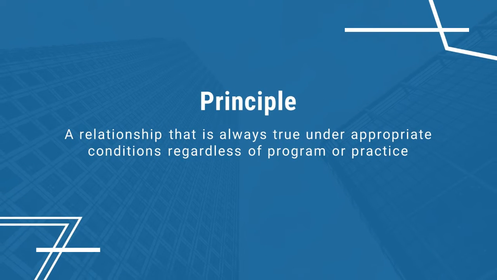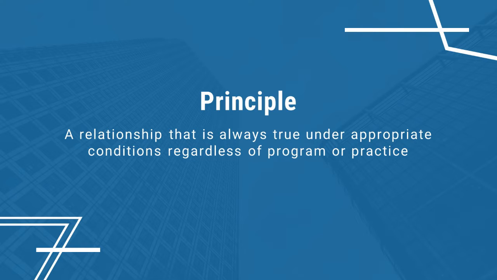And what Merrill observed was that in all the different theories and instructional design models, there were 5 underlying principles that were common. And he believed these principles are necessary for effective and efficient instruction. Now, Merrill defined principle as a relationship that is always true under appropriate conditions, regardless of program or practice.